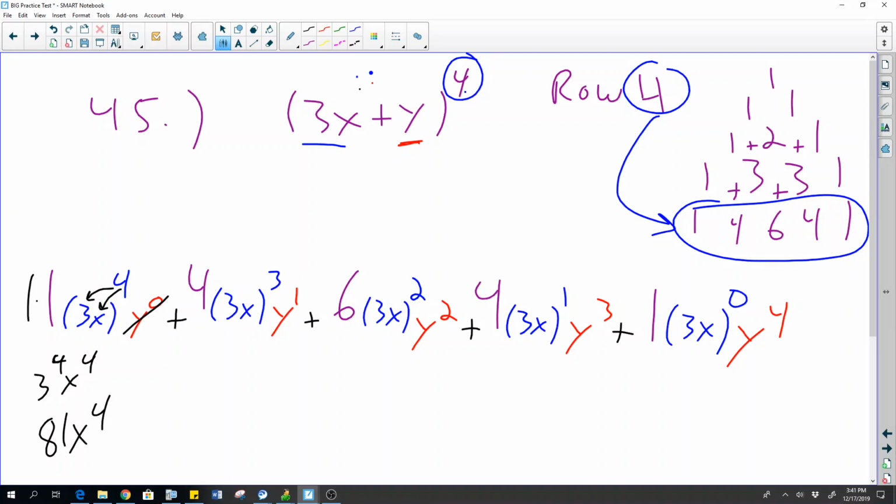At that point, on the multiple choice part of the test, you might see your answer right away. Boom, done. But if you have to continue on, then do that until you see your answer in the multiple choice on the test. So now this one, we have y to the 1st power, so we can bring that down. 3 to the 3rd power is 3 times 3 times 3, which is 27. So that's going to be 27x to the 3rd power.